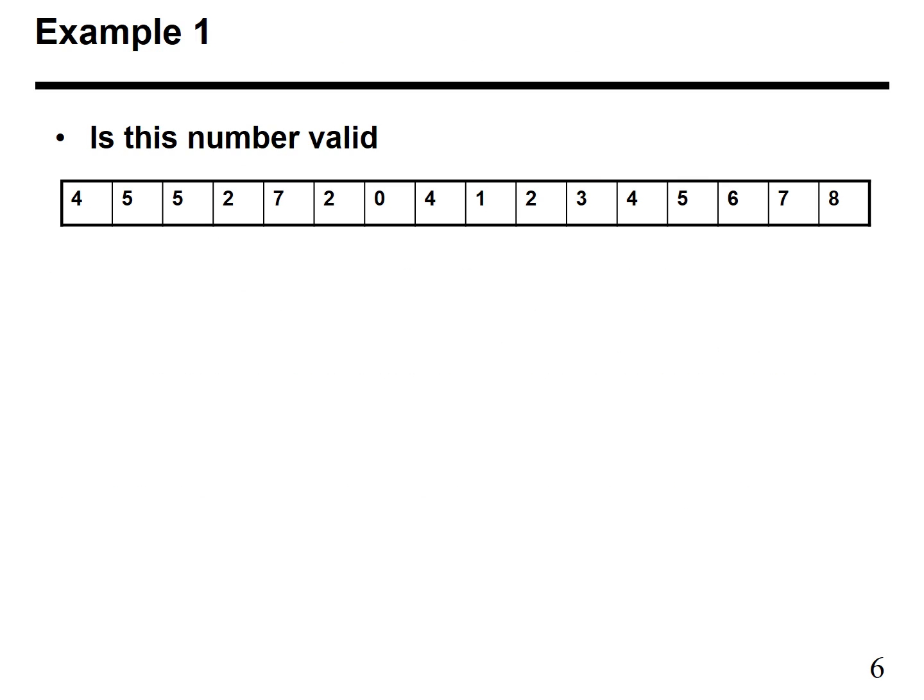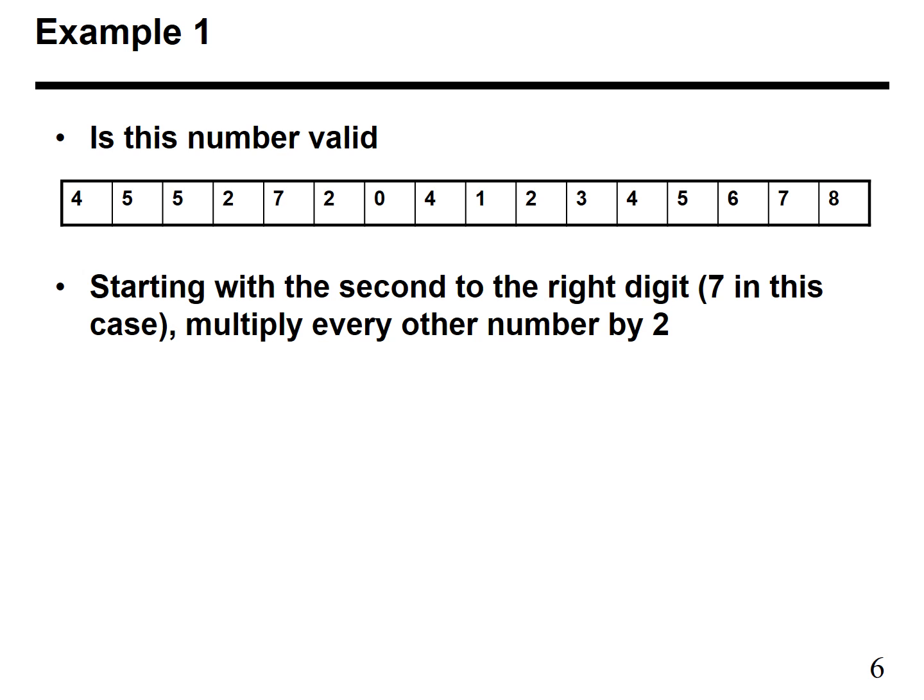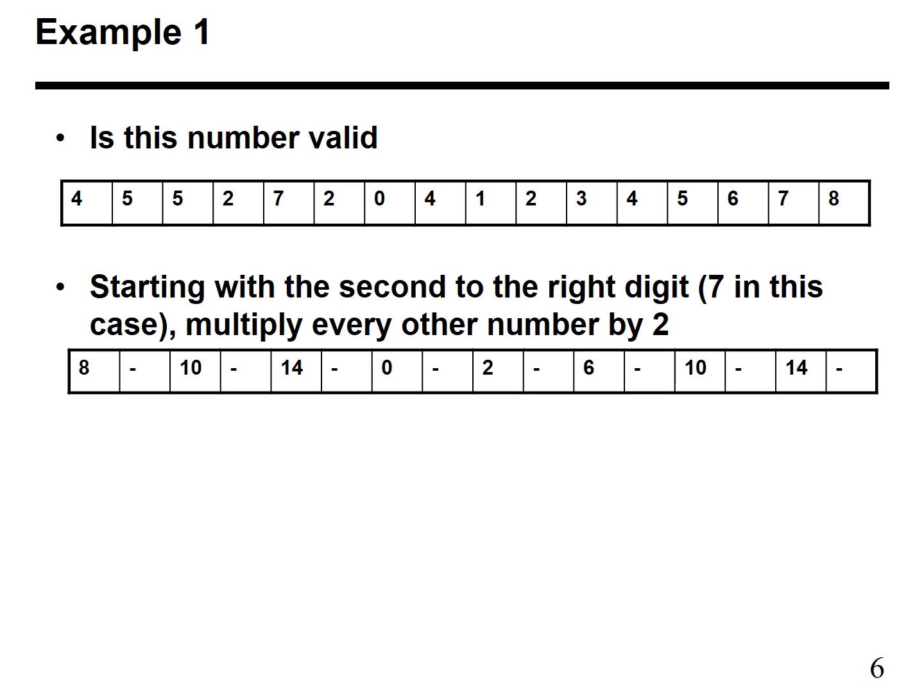So let's look at this number, 4552720412345678. Is this valid? Well, we start with the second digit from the right, 7 in this case, and multiply it by 2, and then do the same with every other number. So what's being shown here are the values after you multiply by 2. So 4 times 2 is 8, 5 times 2 is 10, 7 times 2 is 14, and so on.